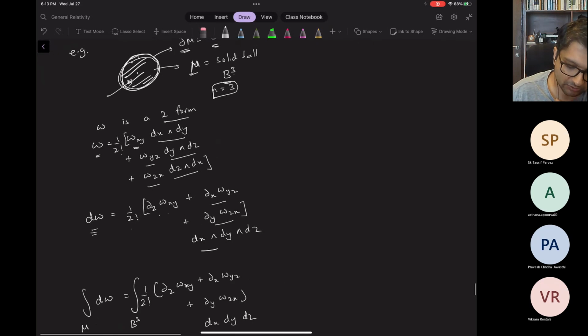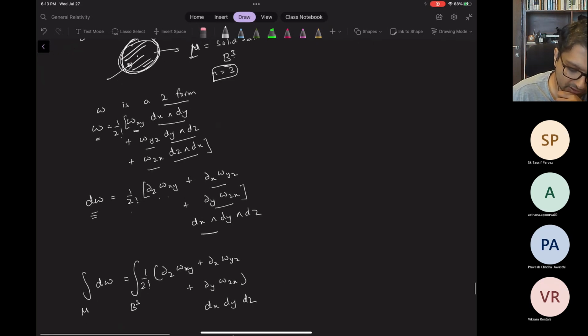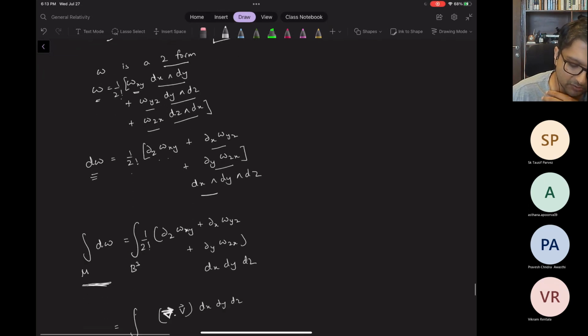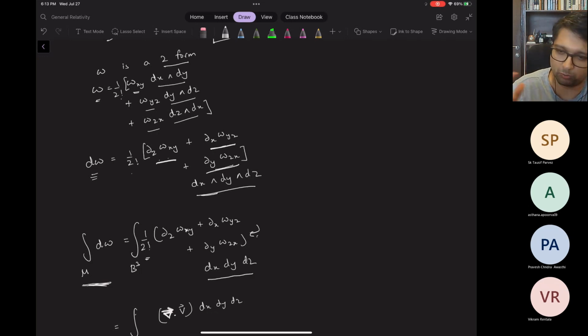Now the claim of Stokes theorem is, if I do the left hand side, let me do this integration over d omega. What I'll get is the integral over the ball of 1 over 2 factorial partial z omega xy plus partial x omega yz plus partial y omega zx. And now I replace this by just an ordinary integration dx dy dz. There's only one coordinate patch, no partition of unity to worry about.